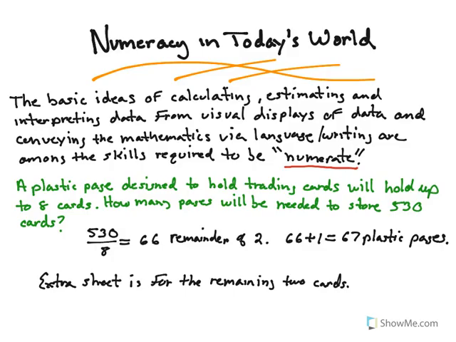So in theory, you would need 67 plastic pages, not 66, because you can't buy a portion of a page. You have to buy the whole thing for the 2 cards. So you would need 67 plastic pages. This would be an example of interpreting this kind of problem, okay?